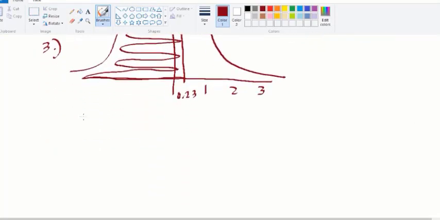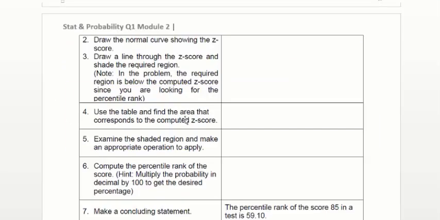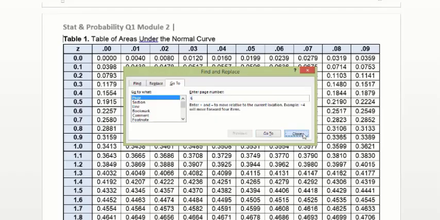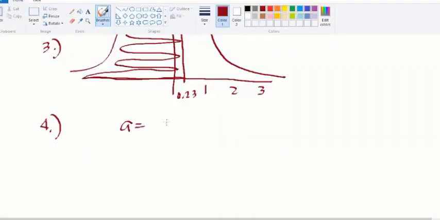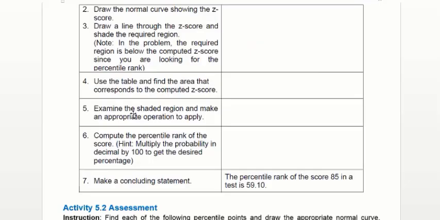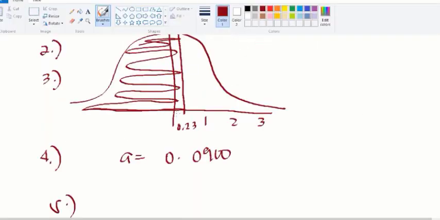For number 4, ang process number 4 is use the table and find the area that corresponds to the computed z-score. Okay? So, 0.23 is 0.2 plus 0.03. Ito. Ang area is 0.0910. Okay. Examine the shaded region and make an appropriate operation to apply. So, ito yun na part, no? Ito yung part na yun. From 0 to 0.23, ito yun. Yung 0.0910, yun yung area niya.